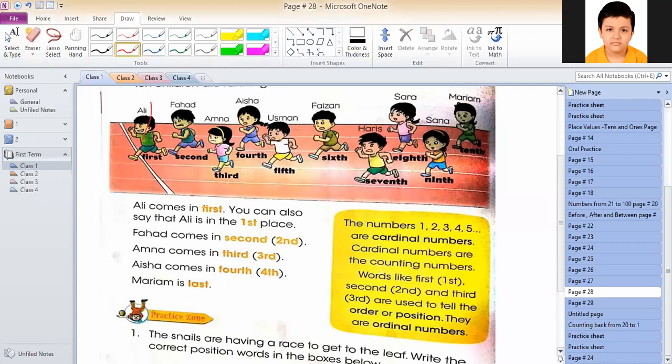Let me count with you. 1, 2, 3, 4, 5, 6, 7, 8, 9, and 10. So you can say, sir, there are 10 children. How many children are there? There are 10 children. So guys, the numbers which you use for counting, the counting numbers, are known as cardinal numbers. The numbers 1, 2, 3, 4, 5, or the numbers which you use for counting, are known as cardinal numbers. Clear, guys?